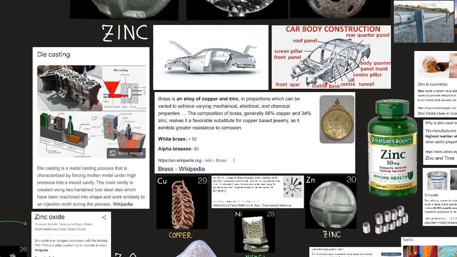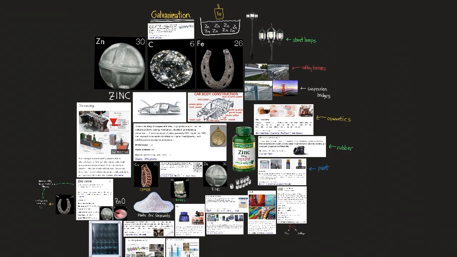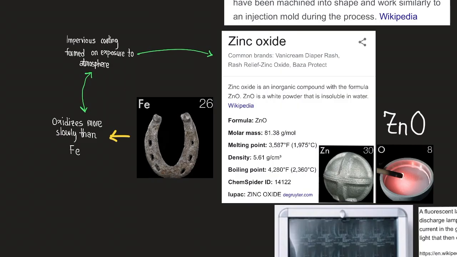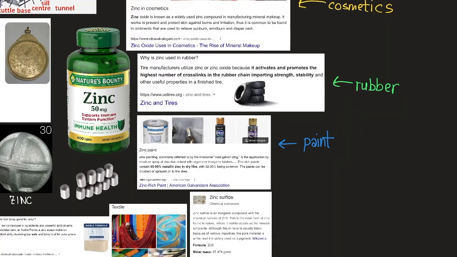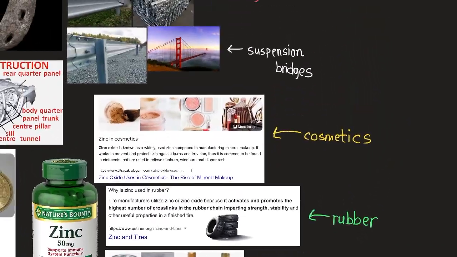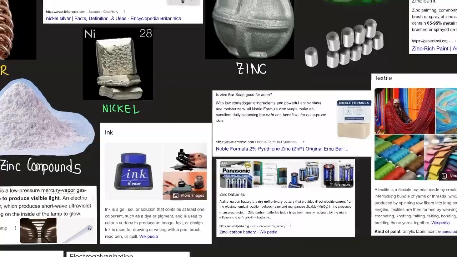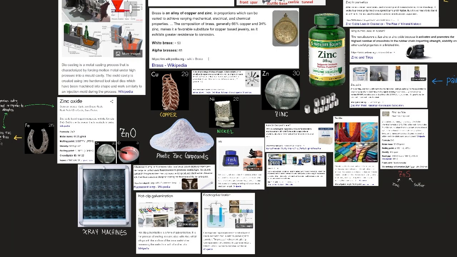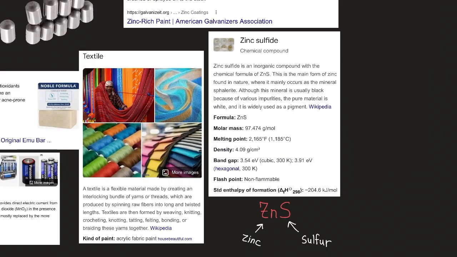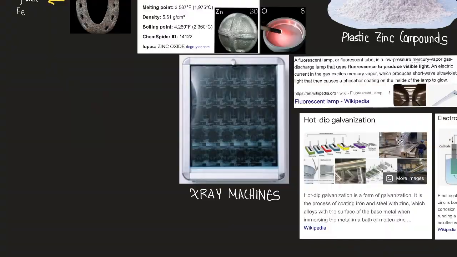Here's some information on brass. Zinc is also used in alloys such as brass, nickel silver, and aluminum solder. Zinc oxide is widely used in the manufacture of many products such as paints, rubber, and cosmetics, textiles, ink, soap, batteries, and electrical equipment. Zinc sulfide is used in making luminous paints, fluorescent lights, and X-ray screens.